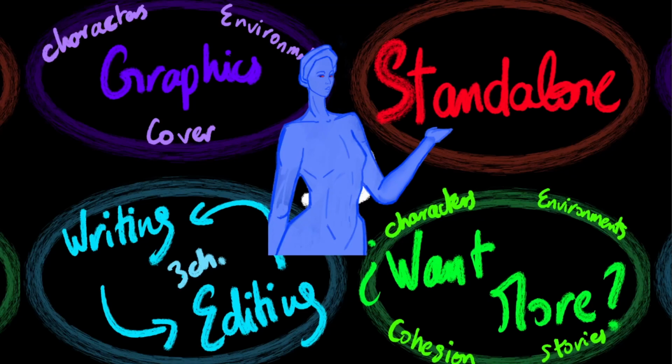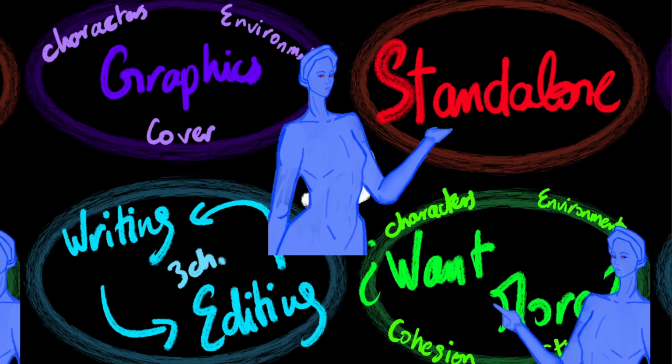The goal of this course is to allow you to write a story or a book in 30 days. This course functions as a standalone. If you want more information on characters, environment, storyline, world building, and how to create more cohesion in your stories, you'll find further resources in the video's description.